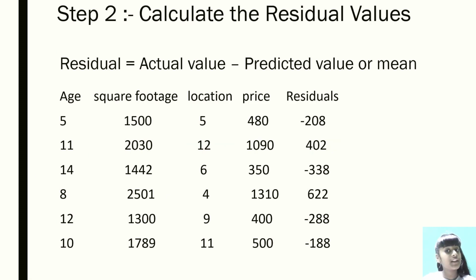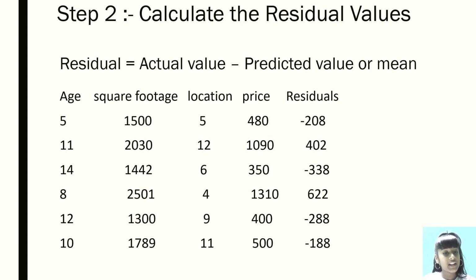Second step is to calculate the residual values. The residual value is similar to accuracy but not accuracy. Let's see how. The formula for it is residual is equal to actual value minus the predicted value or the mean. Here we don't have any predicted value, so we're going to take the mean.